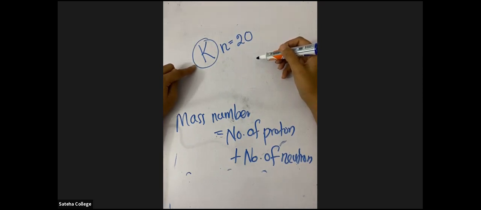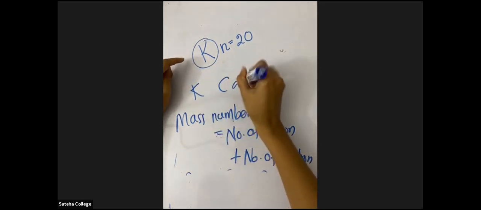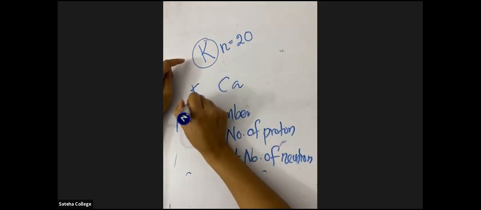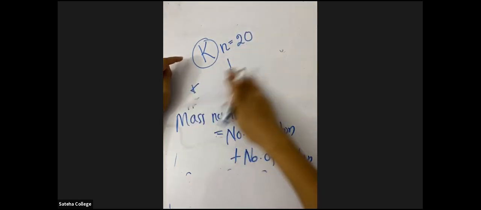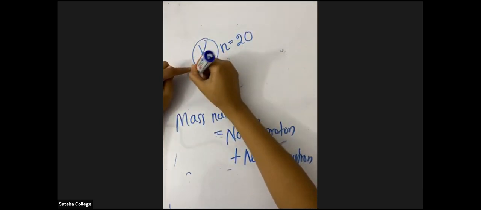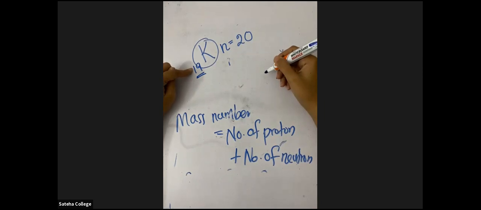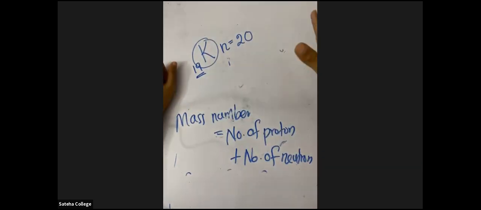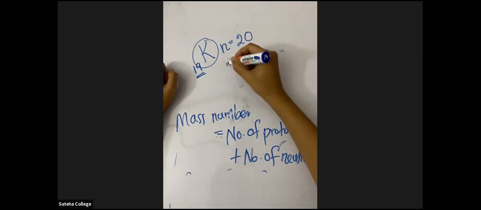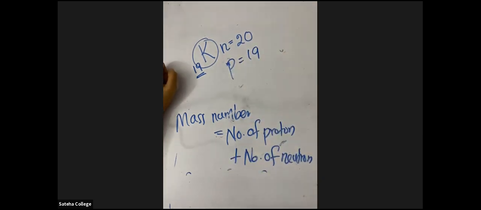K is how much? Is it 20? Did we write it as 20? Potassium, calcium. Potassium is how much? 19. So if the atomic number of potassium is 19, what should be the proton number? Atomic number is equal to number of protons. So if the atomic number of potassium is 19, what should be the proton number? Very good. 19.